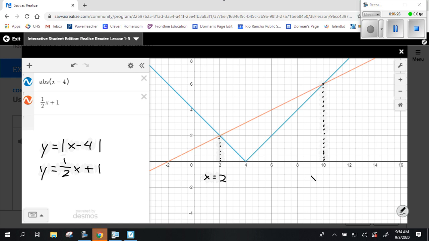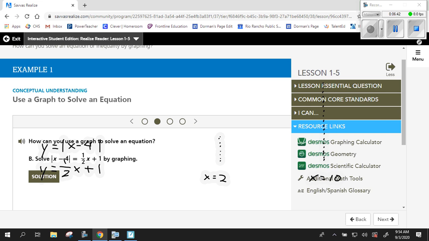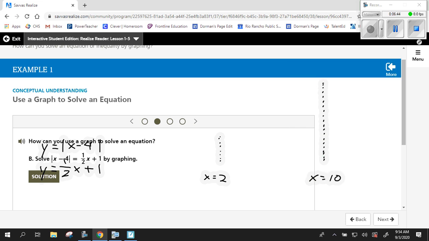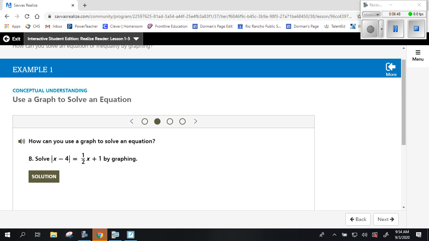Fantastic. So those are our answers. x equals 2 and x equals 10. You could plug them back into the original equation and verify that they're actually solutions. We're not going to do it because I know we're right. All right, moving right on.